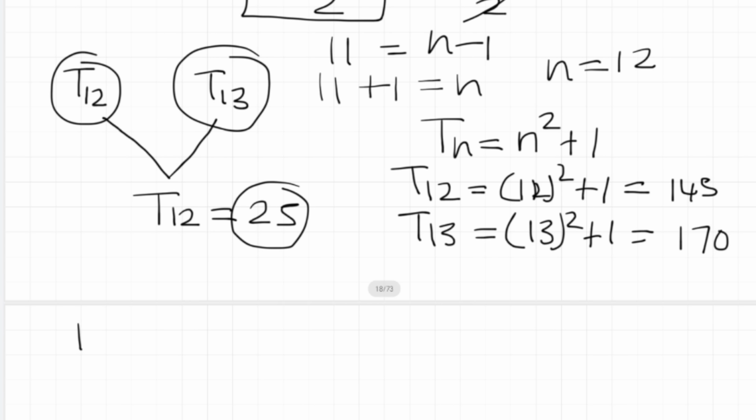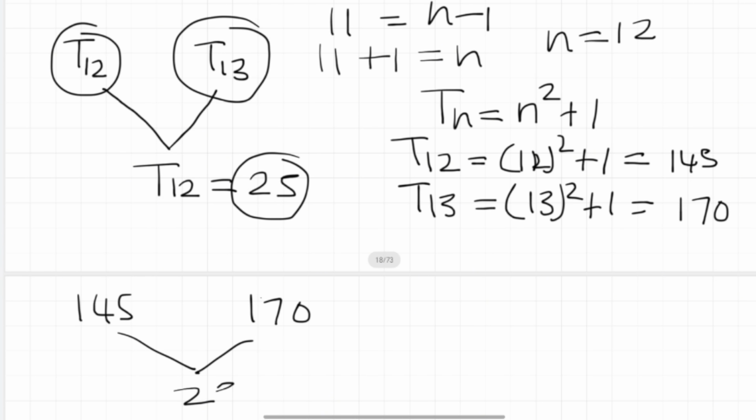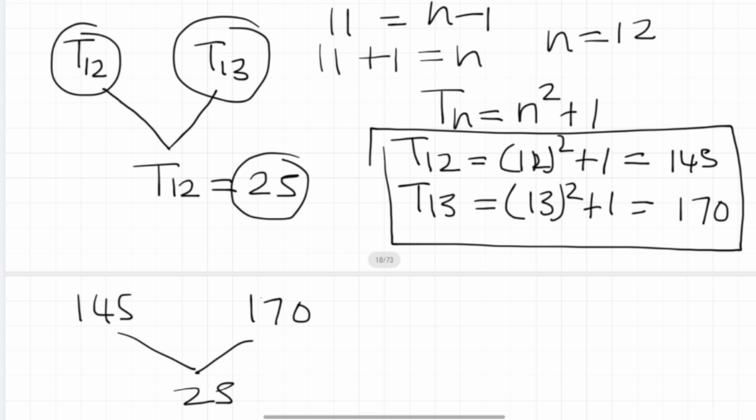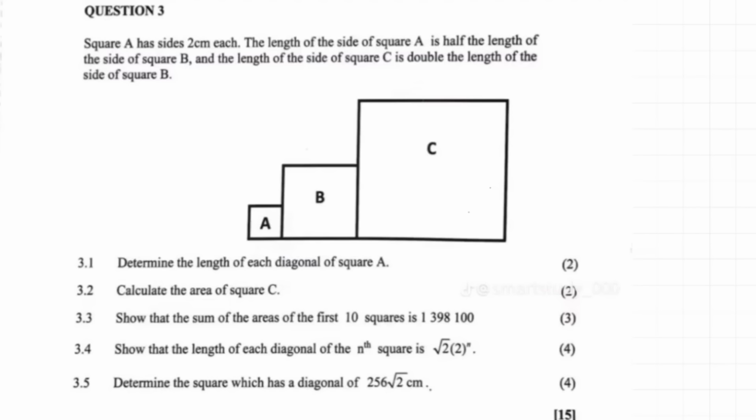Term number 12 is 145. Term number 13 is 170. And when we subtract these two, it does give us 25. So those two consecutive terms that they are looking for are term number 12 and term number 13 of a quadratic pattern. I hope this explanation helps you to understand this question.